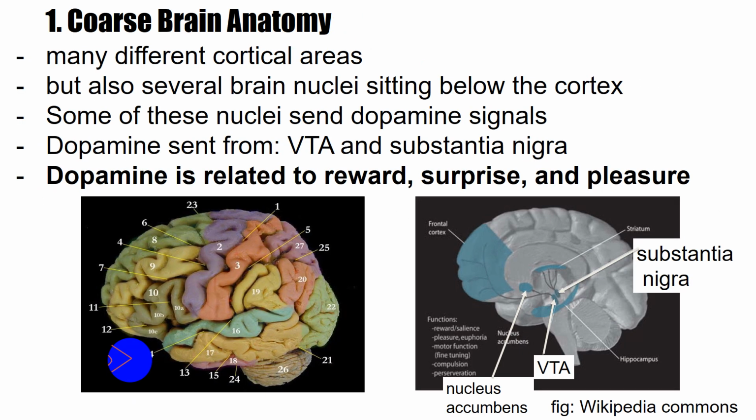Now, below the cortex, there are additional areas, and these are organized in small clusters of neurons called brain nuclei. And some of these neurons send out dopamine signals, in particular the VTA, which sits right here, and the substantia nigra next to it. Interesting for us is dopamine is related to reward, to surprise, to pleasure. Dopamine is an important signal for reinforcement learning, as we will see later.